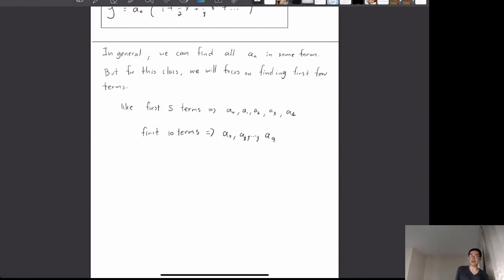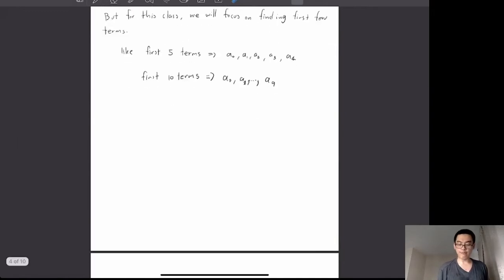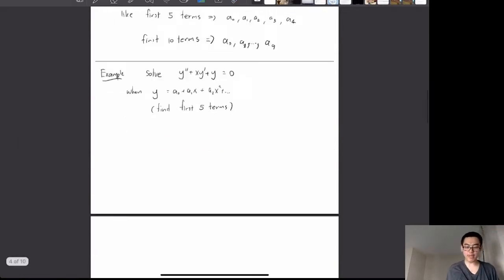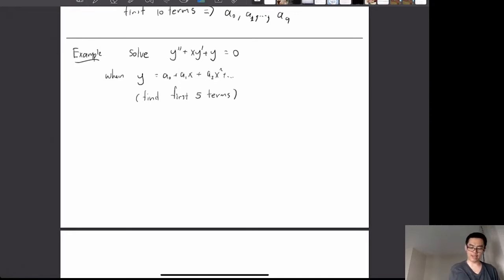Alright, so let's talk about how we can find all an, right? But usually we're gonna find the first few terms. So for the first 5 terms, we'll go from a0 to a4. If I'm mean, I can ask you for the first 10 terms, we'll go up to a9, right? So we don't have to find the general form. Alright, let's look at one more example. It's gonna be y double prime plus xy prime plus y, right? And we're gonna find the first 5 terms of the solution.